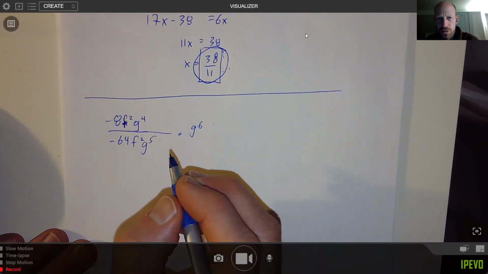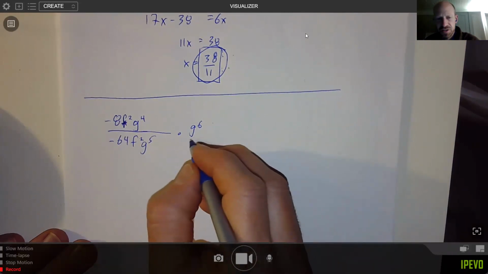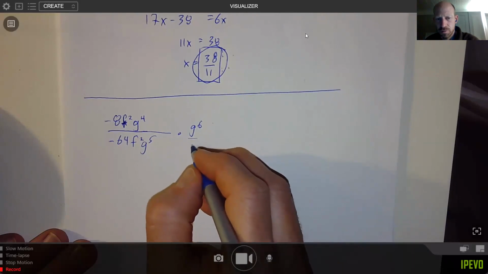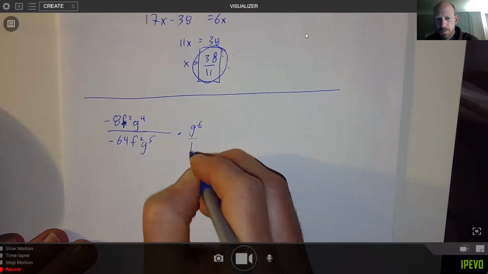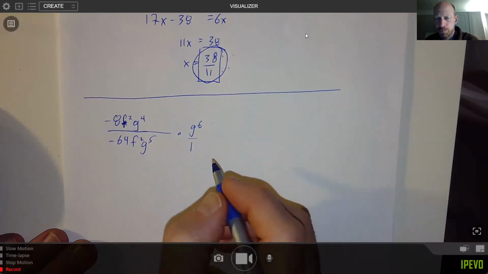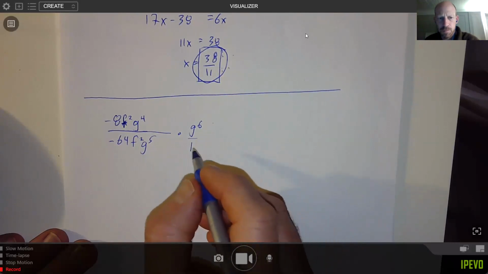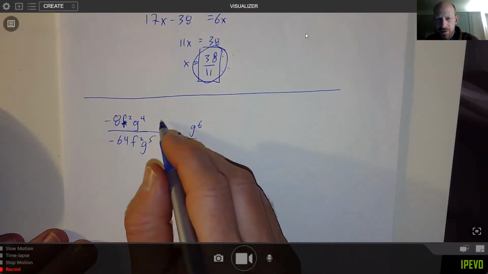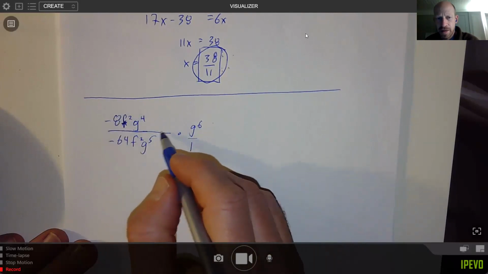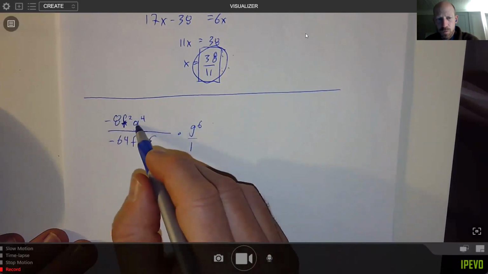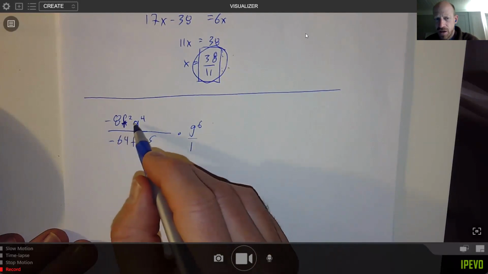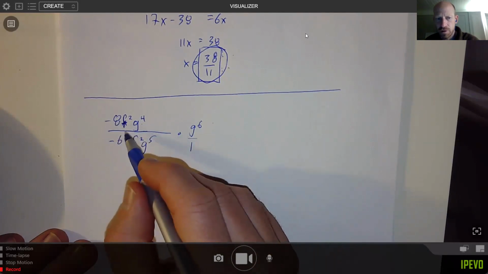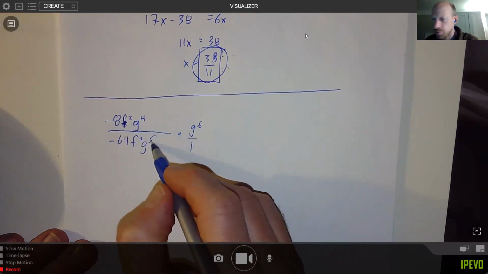So I think this is just this times g to the 6th. Yes. Okay. So to me, this looks kind of like an exponent problem in that these are all factors in the top because there's no addition here, and these are all factors in the bottom.